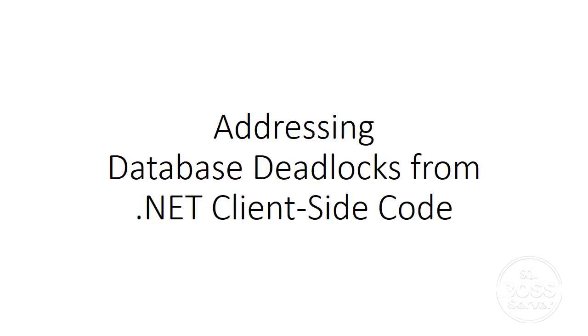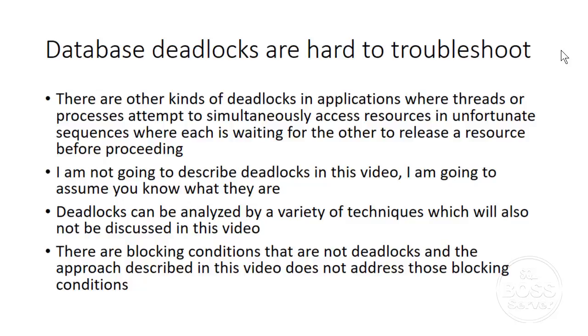This video is going to be about how we can address or work around database deadlocks from .NET client-side code. Database deadlocks are hard to troubleshoot, and I think that's an understatement. There are other types of deadlocks that you might encounter in applications where threads or processes attempt to simultaneously access the same resources in an unfortunate sequence where each is waiting for the other to release a resource before proceeding.